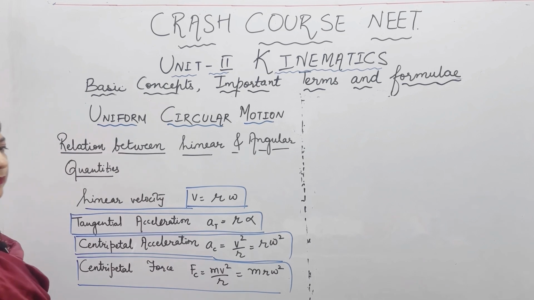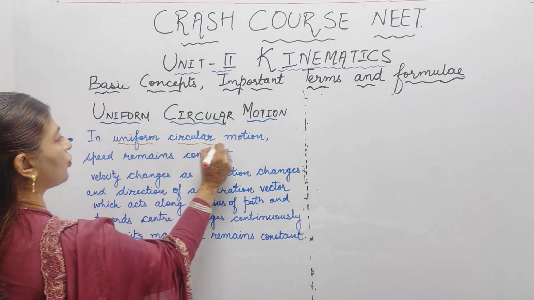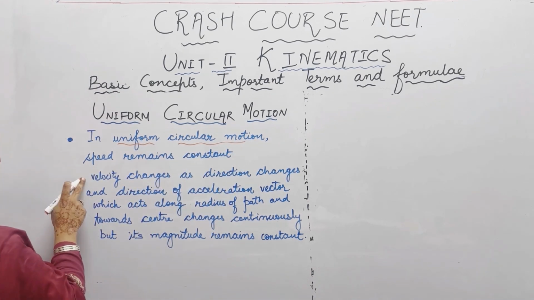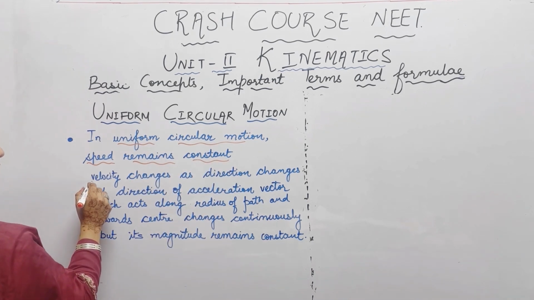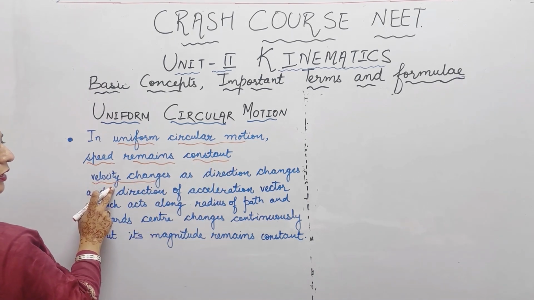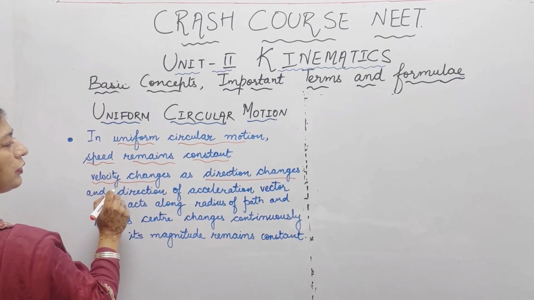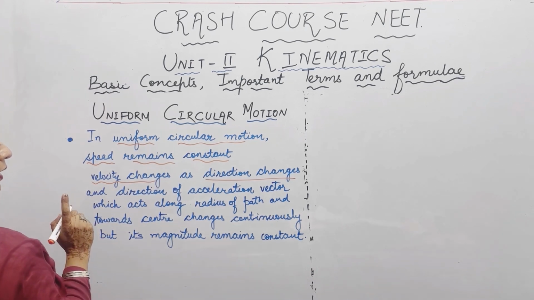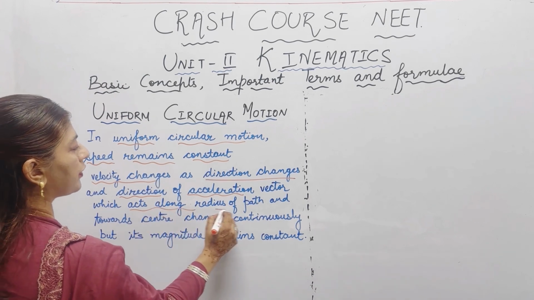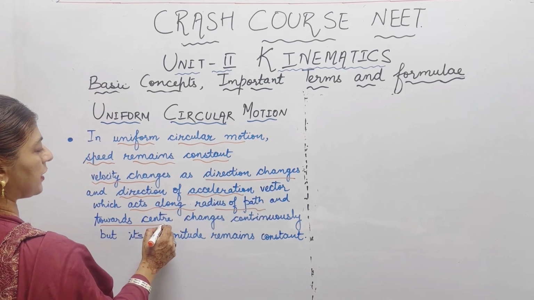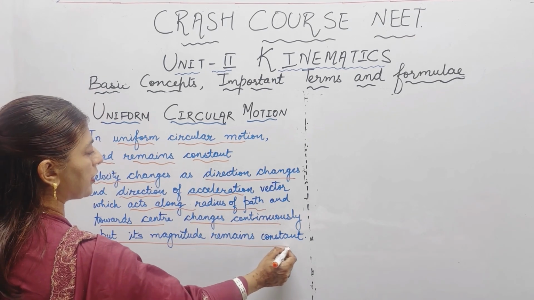mr omega square. It is important to note this thing that in uniform circular motion, we will talk about speed, velocity and acceleration. Speed remains constant. Velocity changes. Its magnitude remains constant, but its direction changes. Velocity change is only because of the change in direction. And about acceleration, the direction of acceleration acts along the radius of path towards the center, and it changes continuously, but its magnitude remains constant.